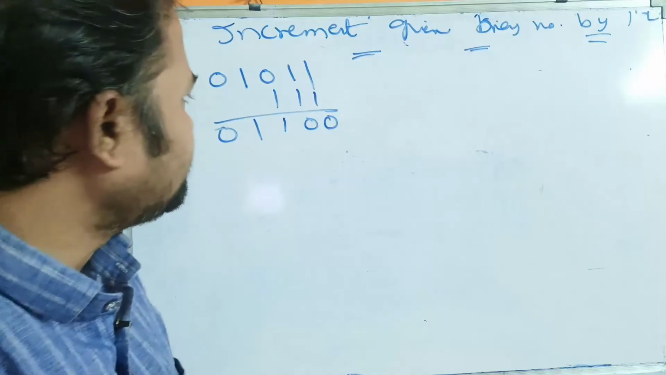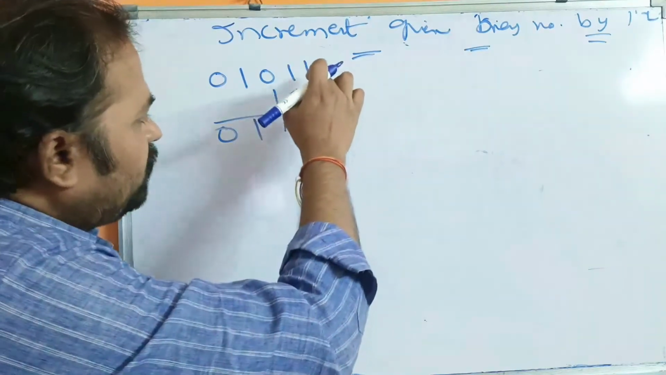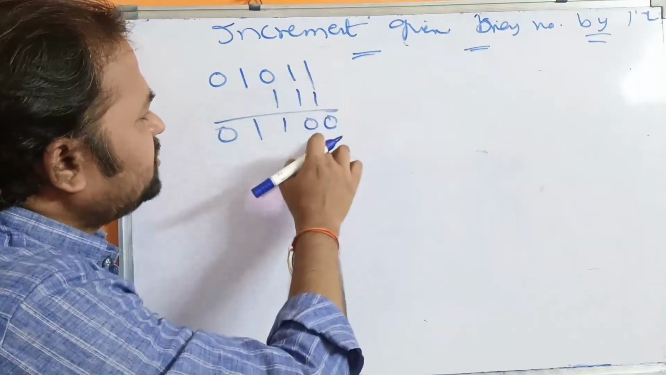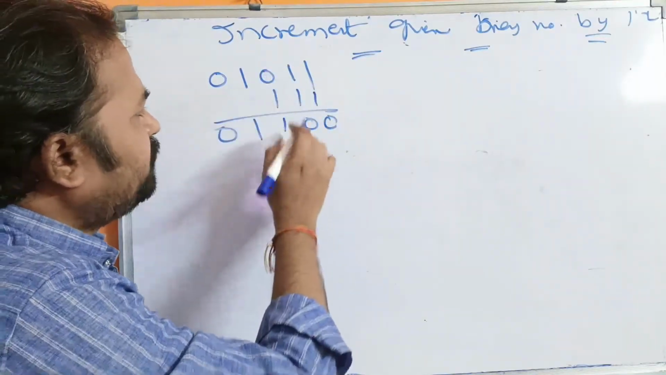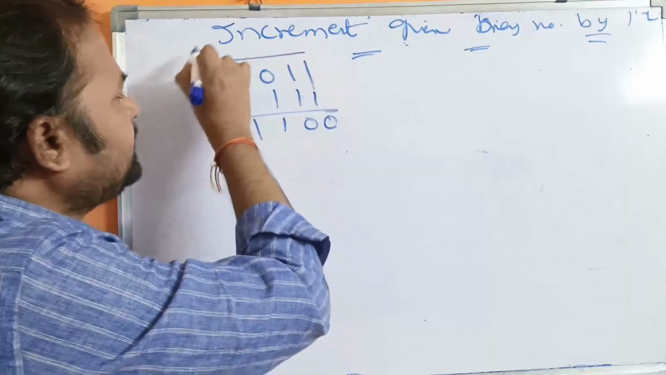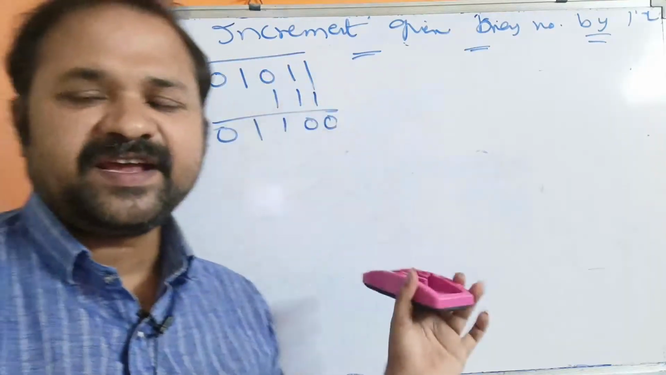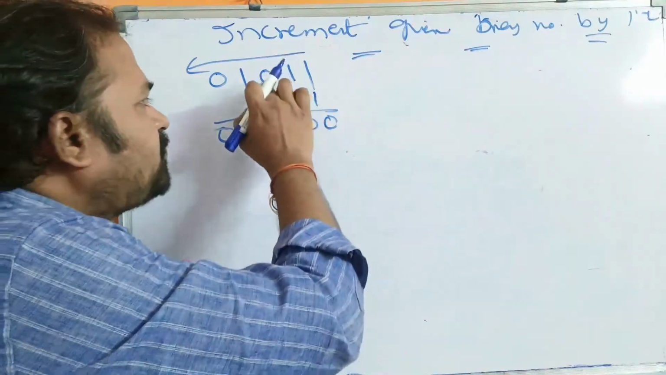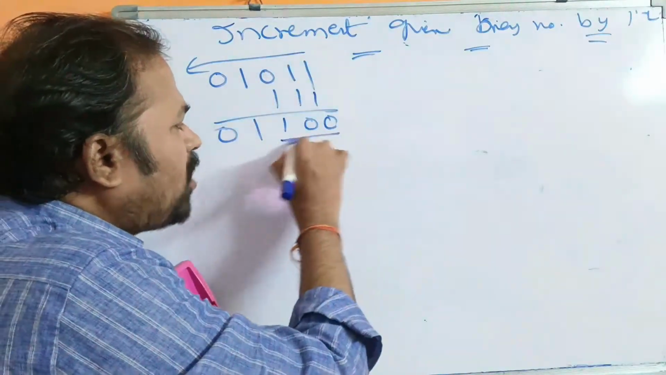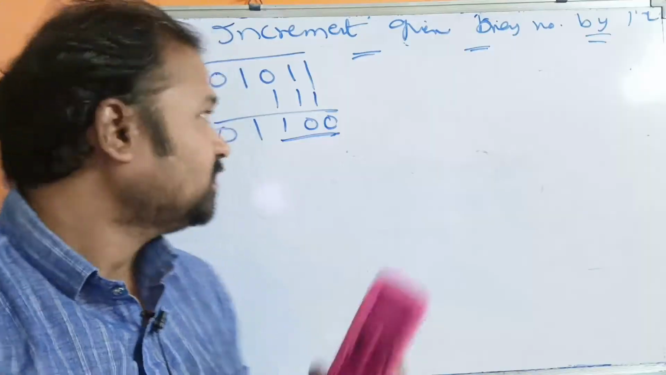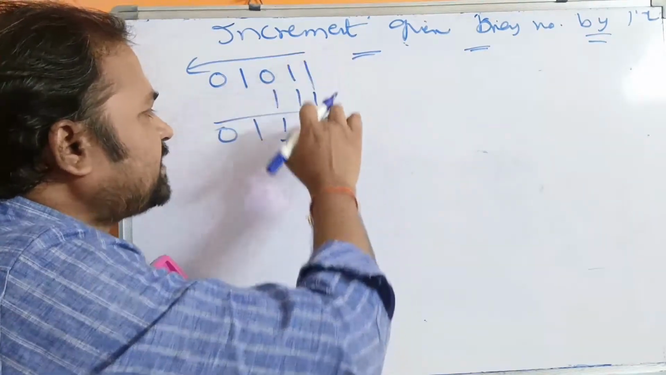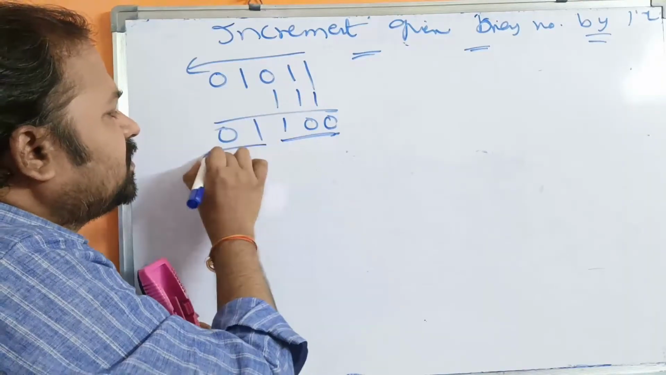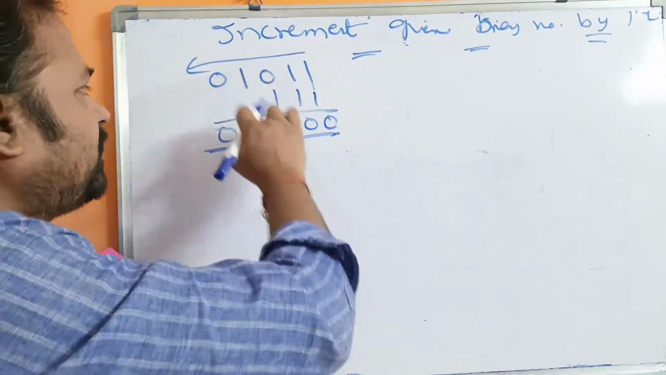So let us see the logic here. 1 is changed to 0. Next 1 is changed to 0. 0 is changed to 1. So here also we have to read the data from least significant bit to the most significant bit. So up to first 0, we have to complement each and every bit. So 1 is converted to 0, 1 is converted to 0, 0 is converted to 1. But after first 0, keep the bits as it is. So 1, 1, 0, 0.